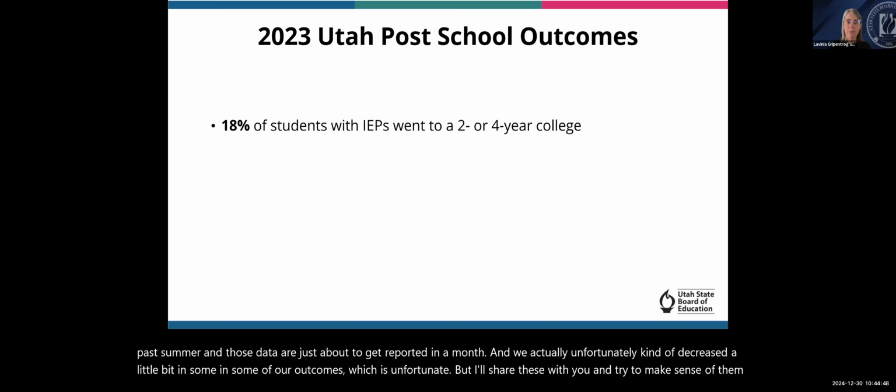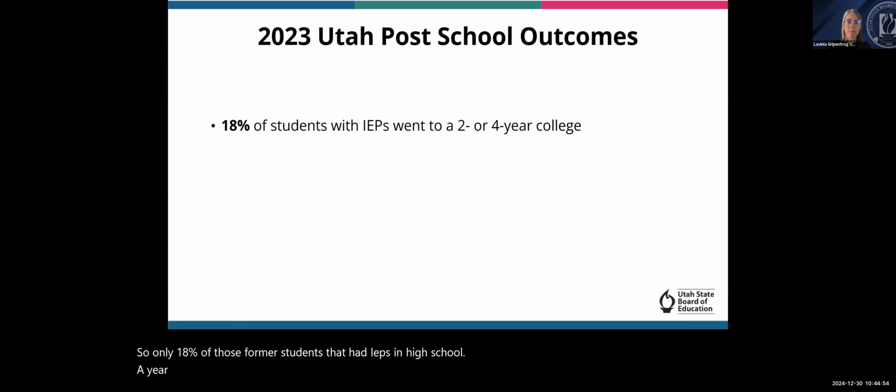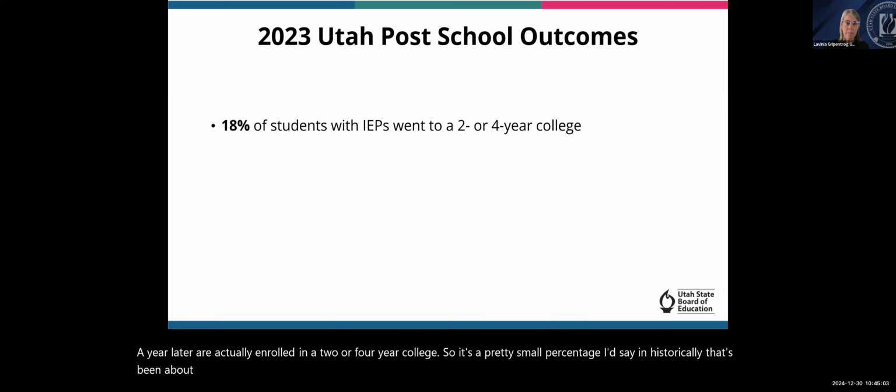Only 18% of those former students that had IEPs in high school are enrolled in a 2 or 4 year college a year later. So it's a pretty small percentage. I'd say historically that's been about 20%, so we saw a dip there.